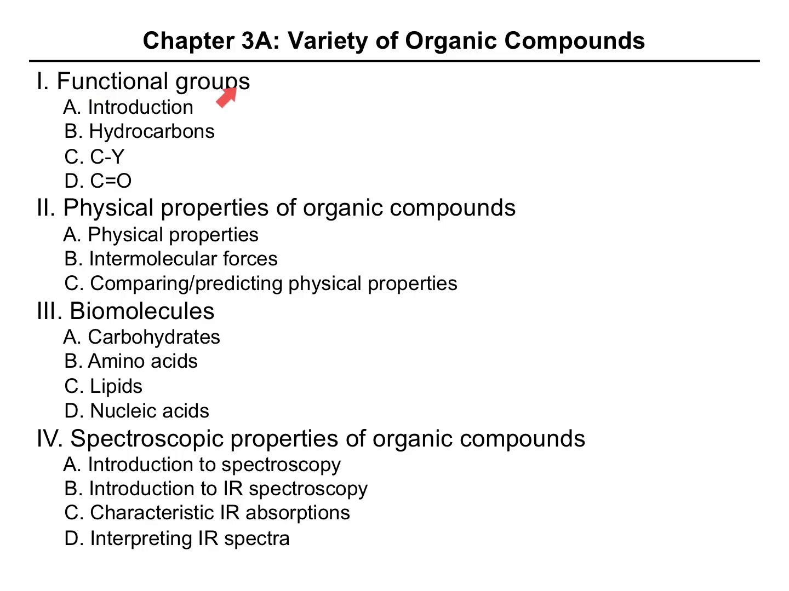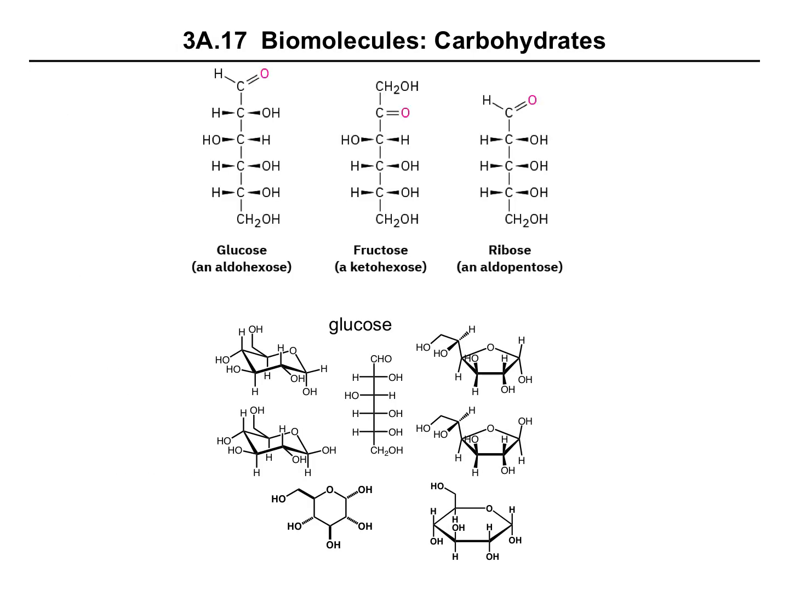Now that we've learned about functional groups and physical properties of organic compounds, as well as the intermolecular forces responsible for those physical properties, we're going to turn our attention to biomolecules. Our first group of biomolecules will be carbohydrates. Here are a few examples of carbohydrates or sugars.